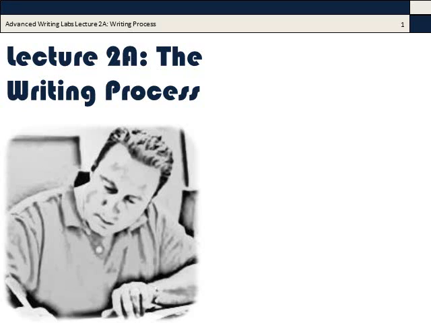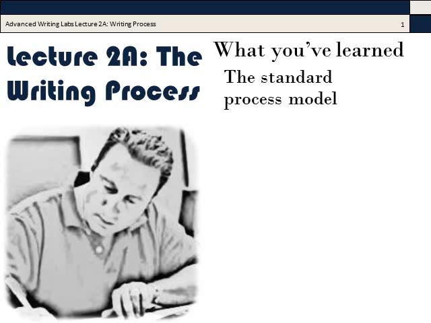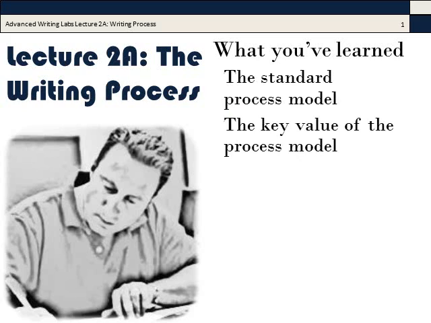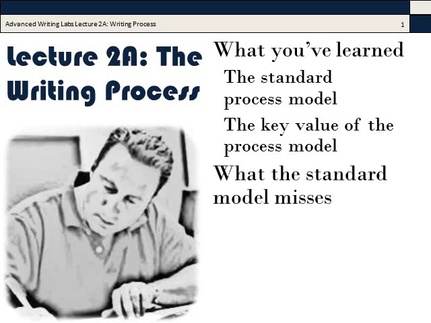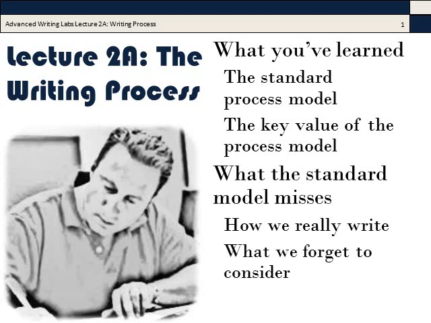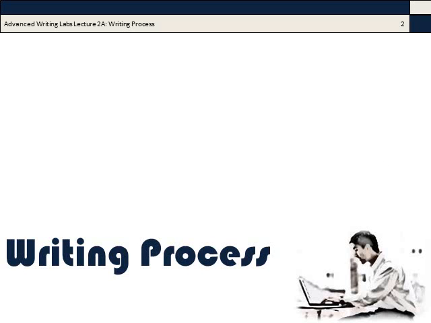Let's begin our second module with the writing process. What you've learned in the past, the standard process model, the key value of the process model, and what the standard model misses, how we really write, what we forget to consider, and how to analyze contexts.